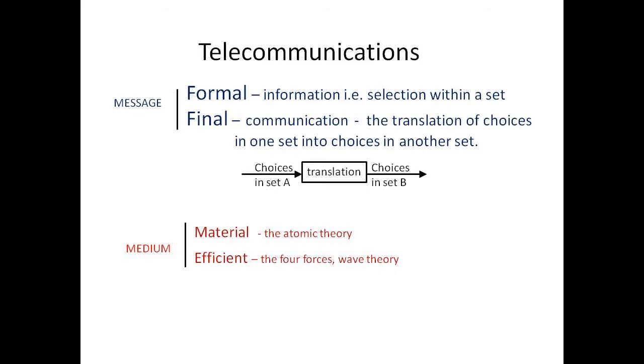In the 20th century, the telecommunications people found that radio waves and electronic waves could have form, which they called information. Thus, the relationship between mind and body was that matter and energy were the medium of information and communication. Following Darwin, they described information as selection within a set, and therefore the final cause was communication, which was the translation of choices in one set into choices in another set.